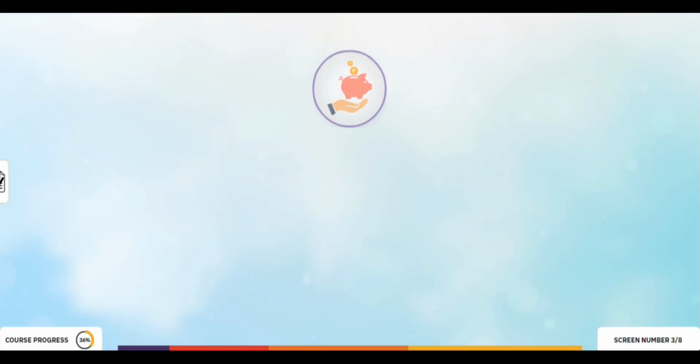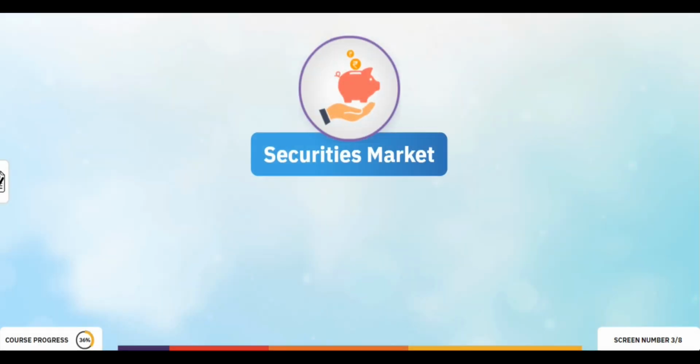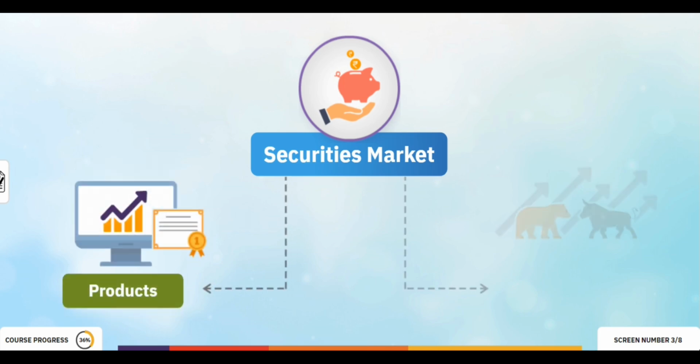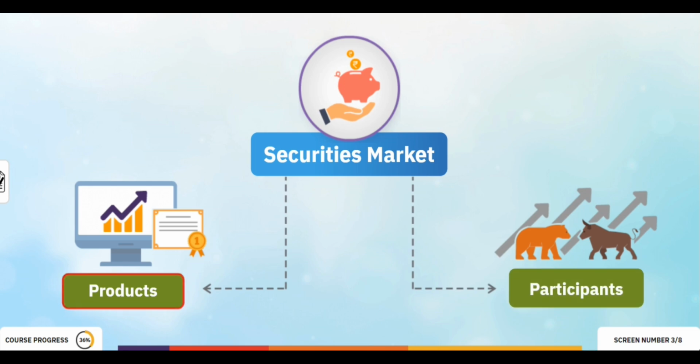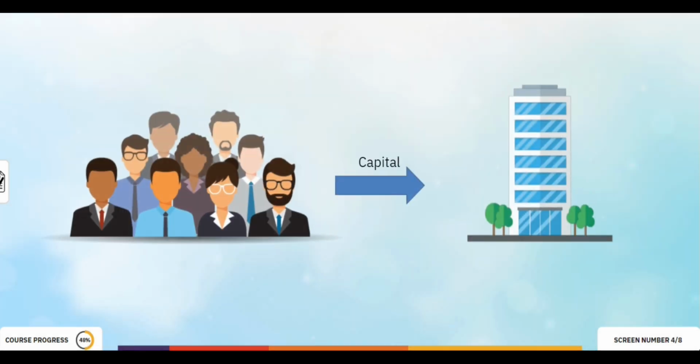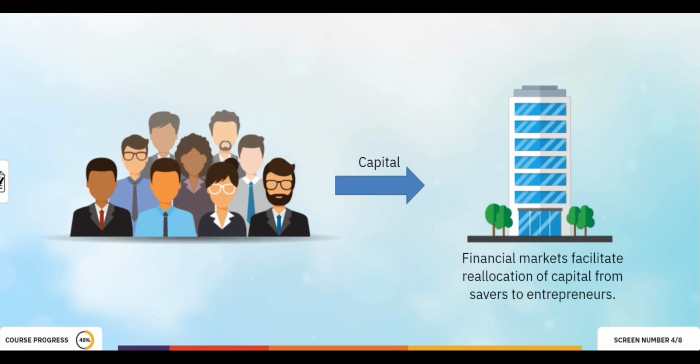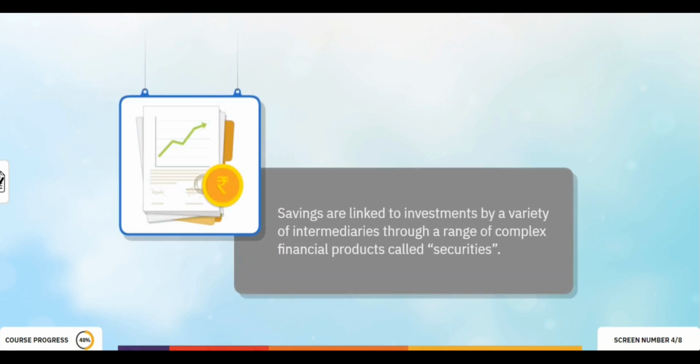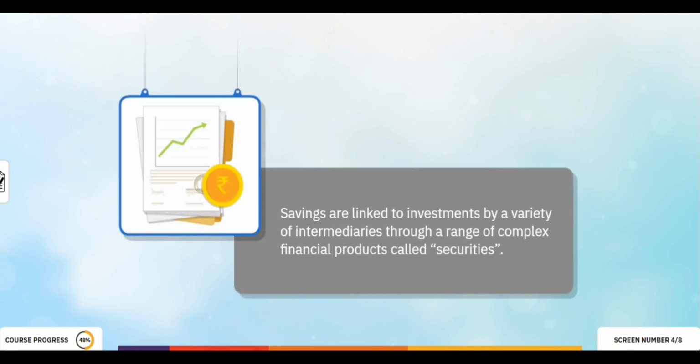Now that we have understood the key indicators of the securities market, let's look at the composition of securities markets, particularly the products and participants. Let's begin with the products. Financial markets facilitate reallocation of capital from savers to entrepreneurs. Savings are linked to investments by a variety of intermediaries through a range of complex financial products called securities.